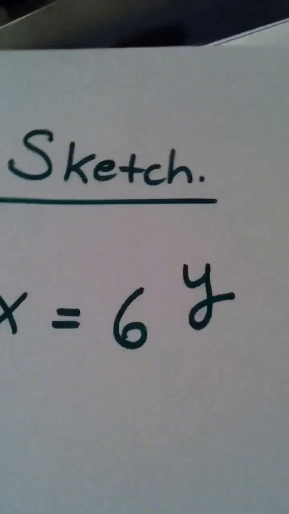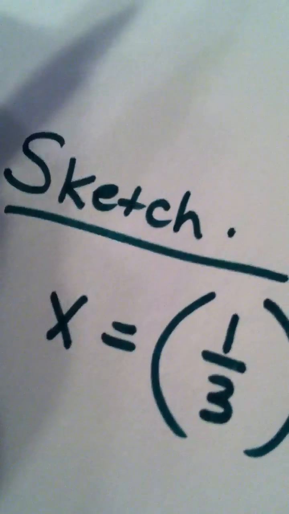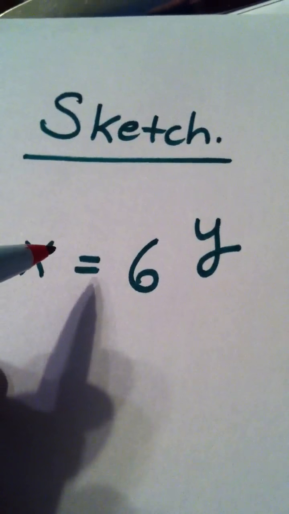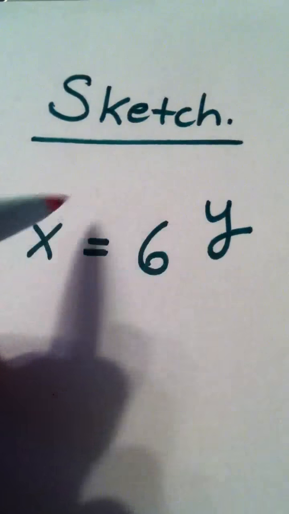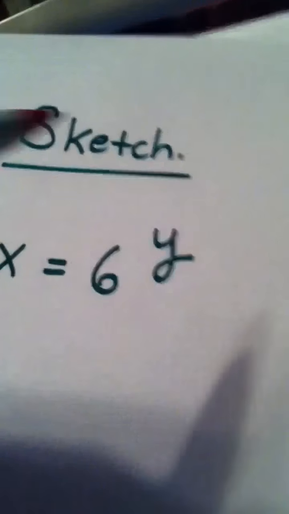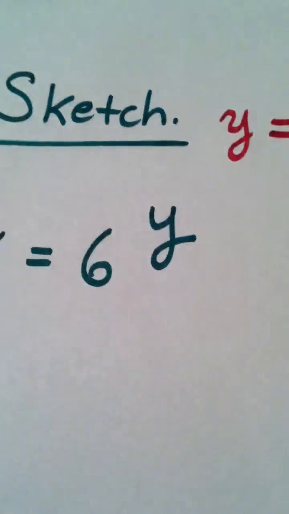All right, ladies and gentlemen, our last two problems in section 5.3 involve sketching. Now, this equation is written in exponential form. We're asked to sketch it, which means we eventually need to be able to type in y equals, so I need to have this y by itself, okay?